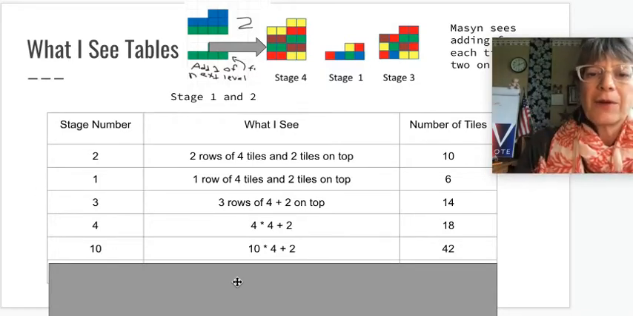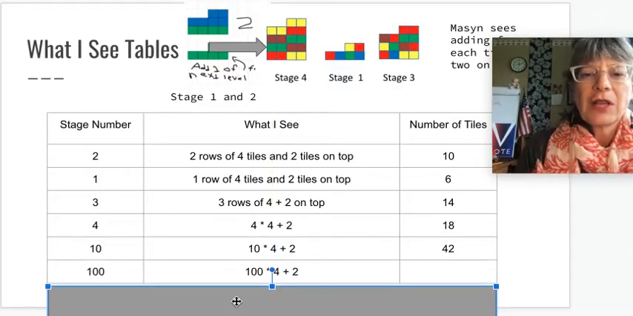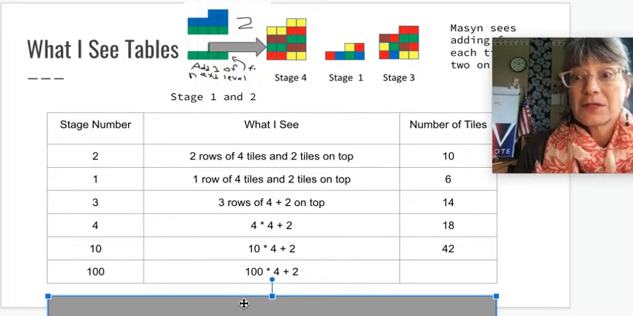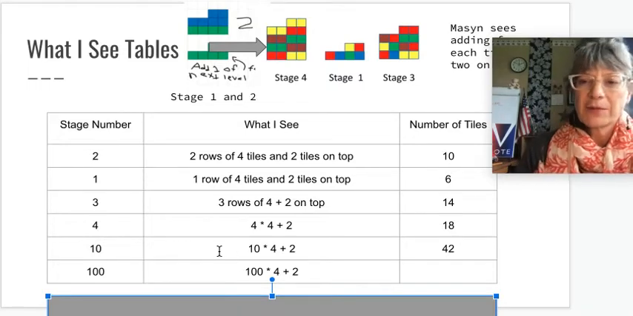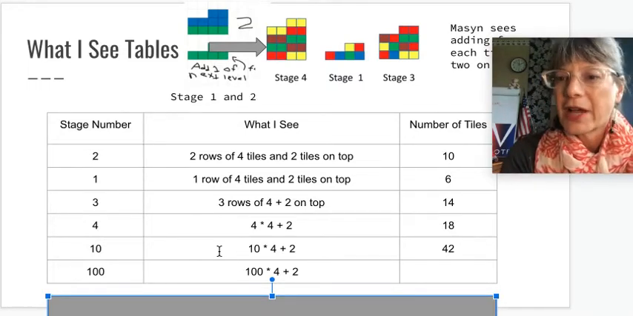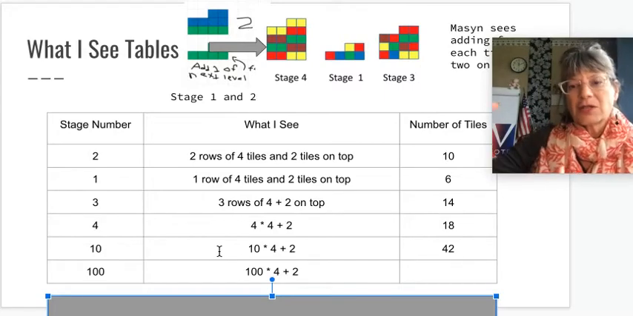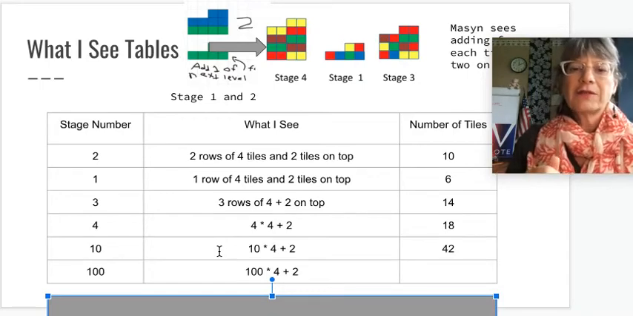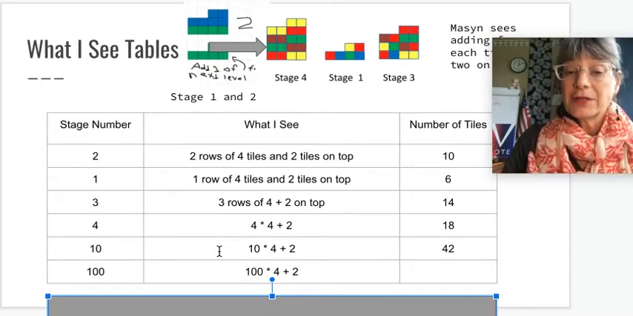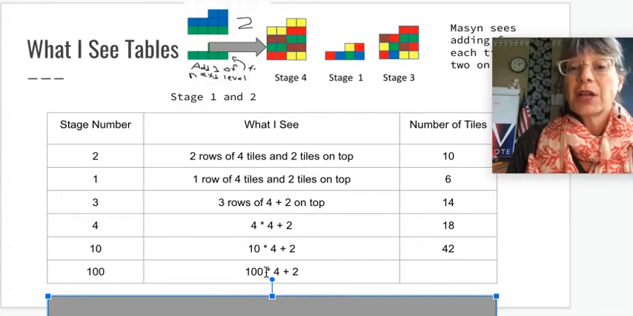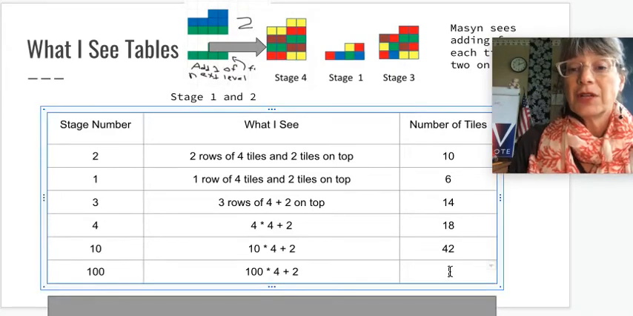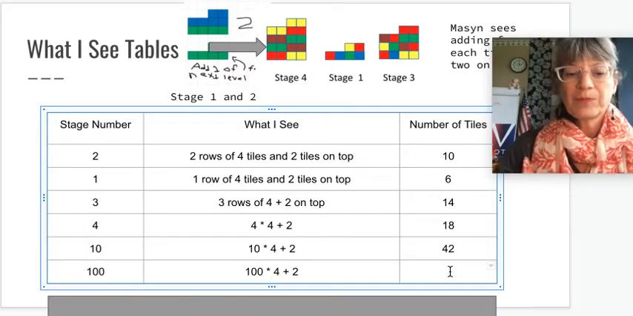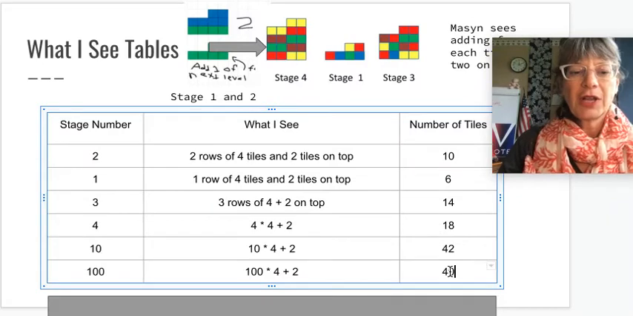So now perhaps we're ready to generalize. Now we're actually ready for a really big one, stage 100, which we probably don't have time to build. And that's really the power of algebra, is to be able to extend patterns into things that are too big for us to build or to imagine without it taking a whole lot of time. So stage 100 would be 100 times 4 plus 2. And I'll let you think for a moment. How many tiles would that be? 402.